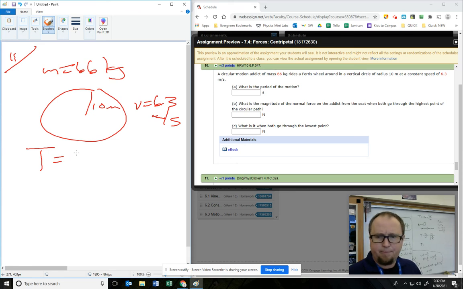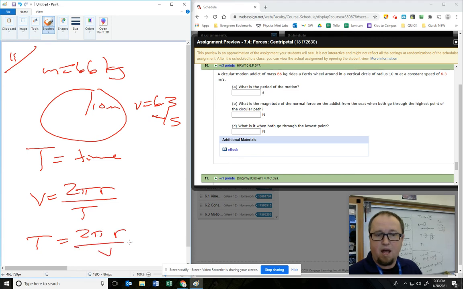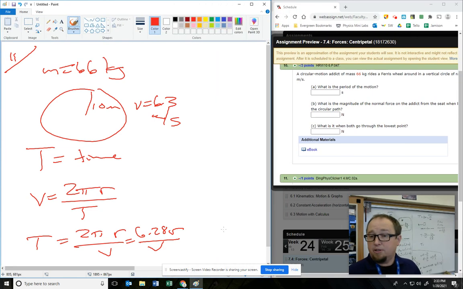Period is time. Velocity is 2 pi r over period. So period equals 2 pi r over velocity. So that's 6.28 times our r divided by our velocity. We get the period. Okay.